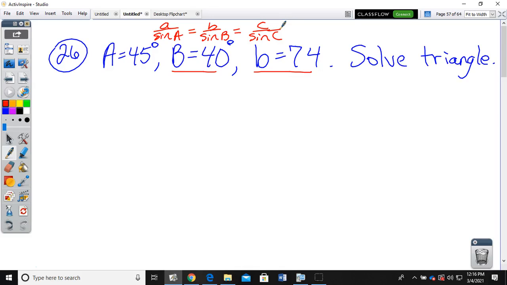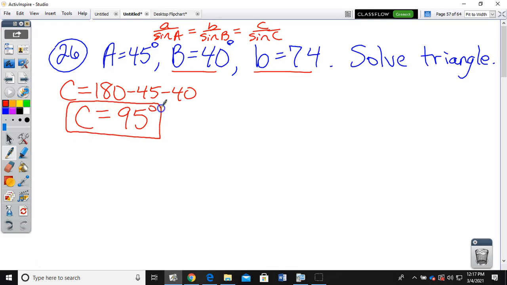So here we go. Again, the easiest one to find first is our what? Angle. They give us two angles. Anytime they give you two angles, they might as well have given you three. C is going to equal. Can we just do 90 minus this time? Nope, because it's not a right triangle. We have to do 180 minus 45 minus 40. That would be 180 minus 85, which is 95 degrees, right? Yes, 95 degrees. So we are one third of the way finished.